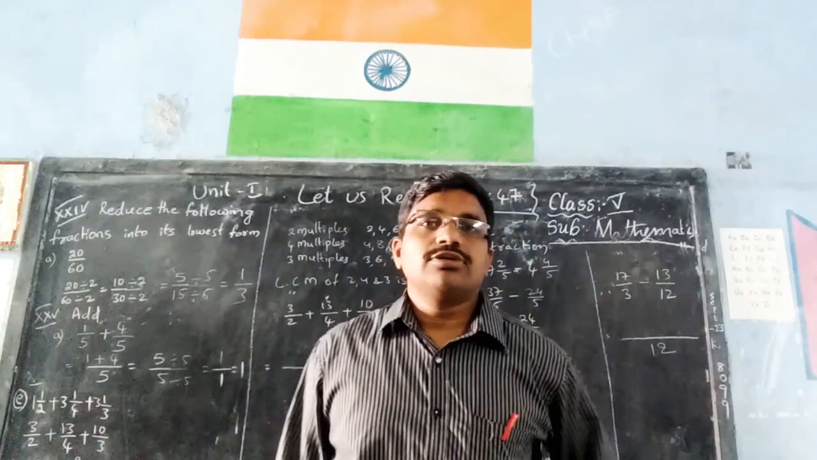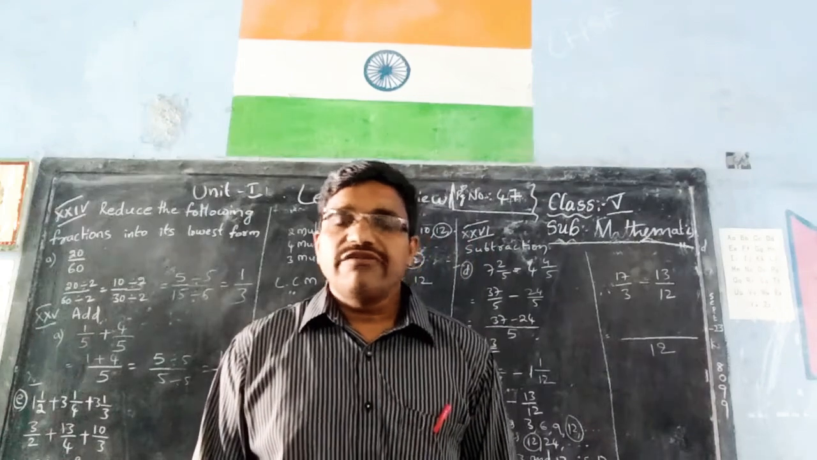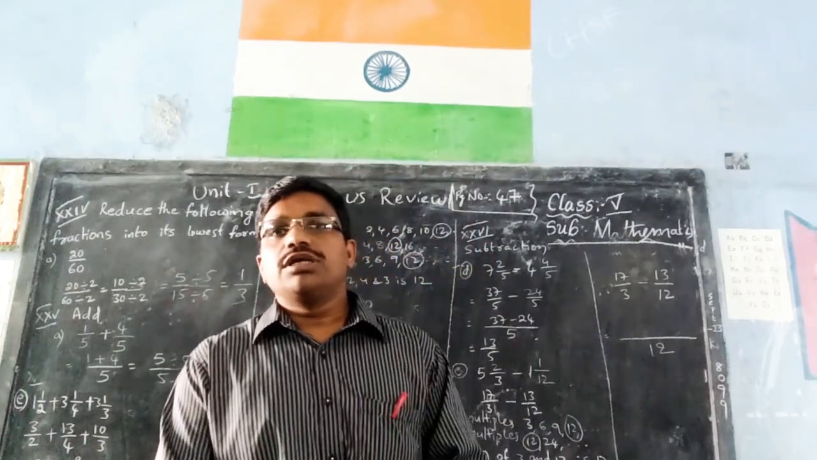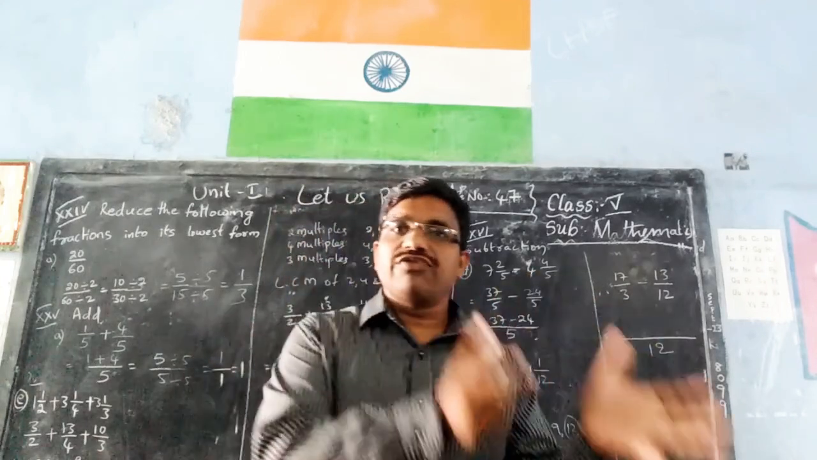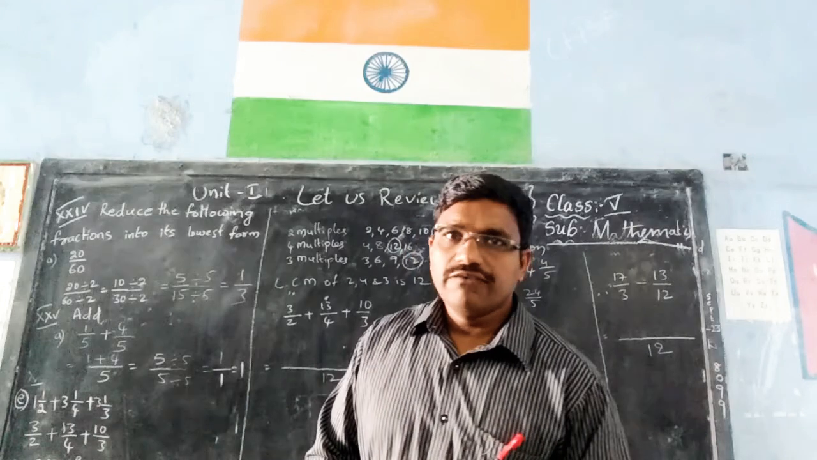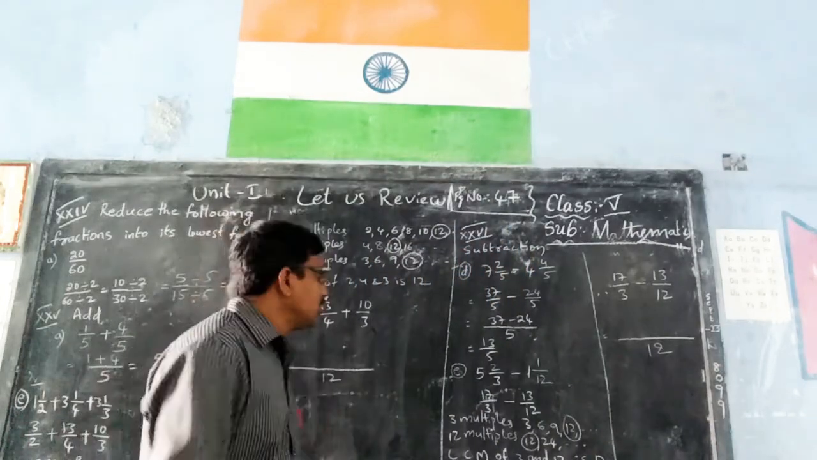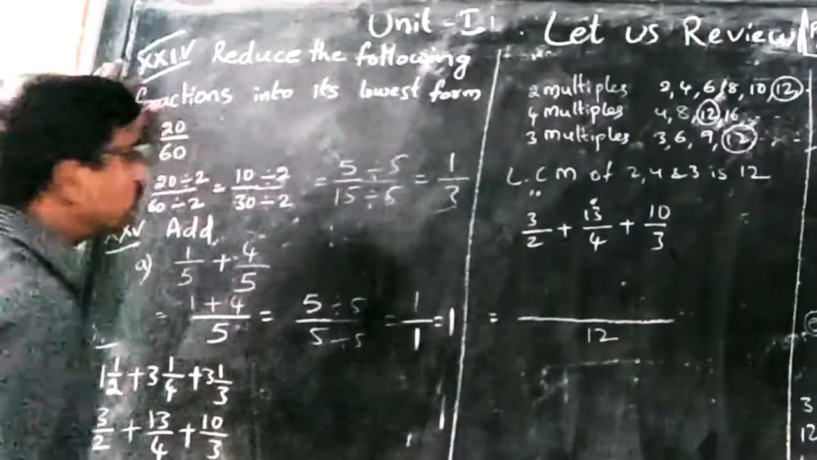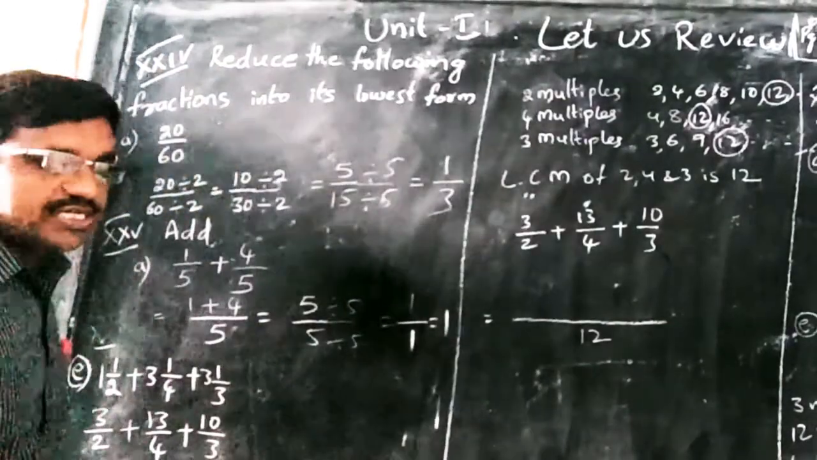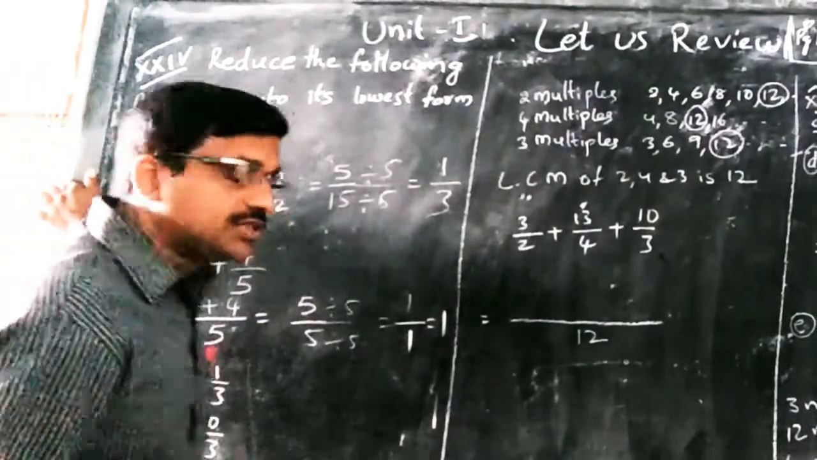Yesterday we discussed the comparison of fractions and verbal problems of fractions. Today we are going to learn how to reduce fractions, as well as addition and subtraction of fractions. So, come to the 24th bit. Reduce the following fractions into their lowest forms.